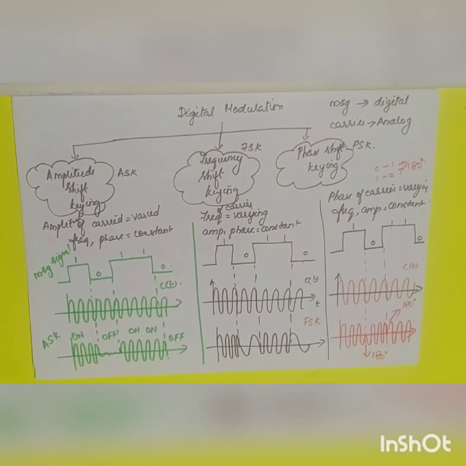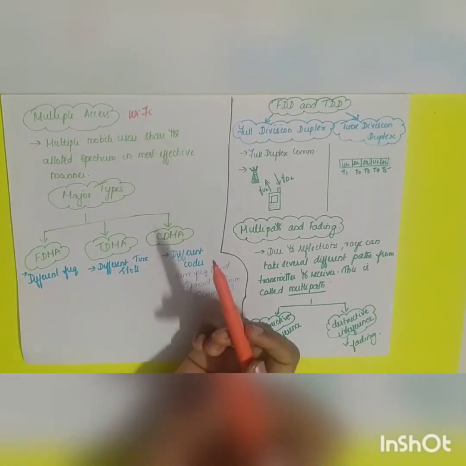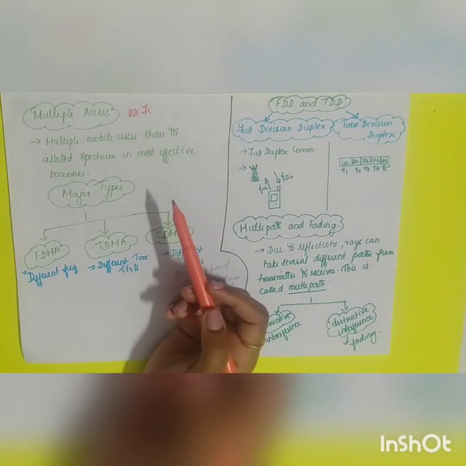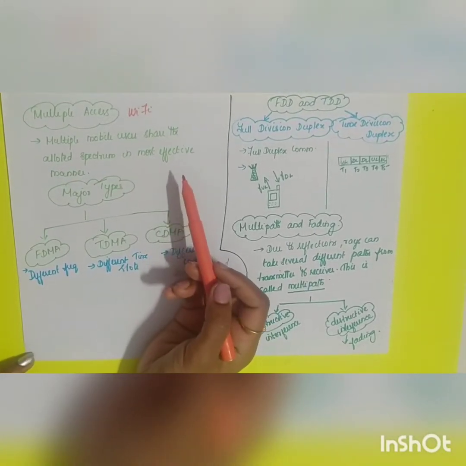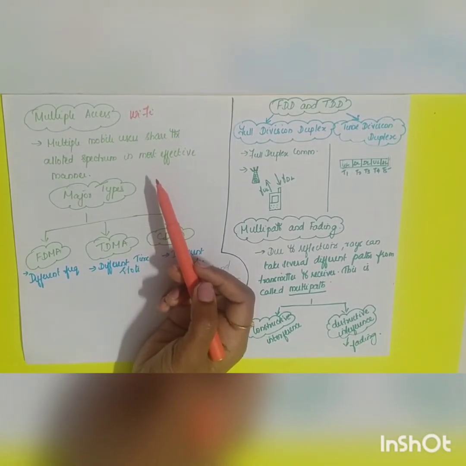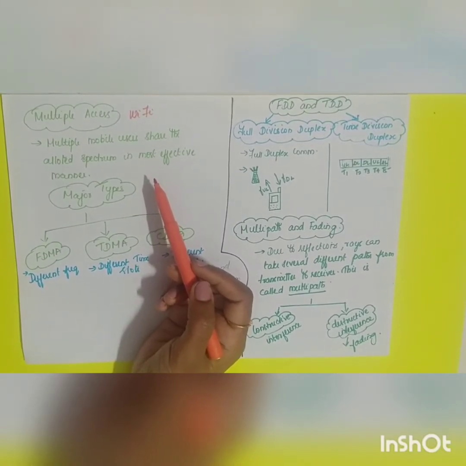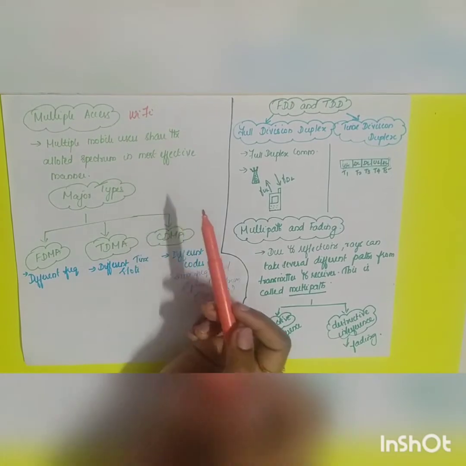Okay. So the next topic is your multiple access. So what is meant by multiple access? Multiple access is a process in which multiple mobile users can share the allotted spectrum in a most effective manner. For example, in your house, the Wi-Fi, right? Multiple users can share your internet through Wi-Fi. So this is the concept of your multiple access.